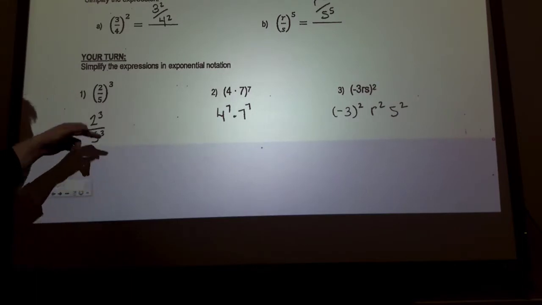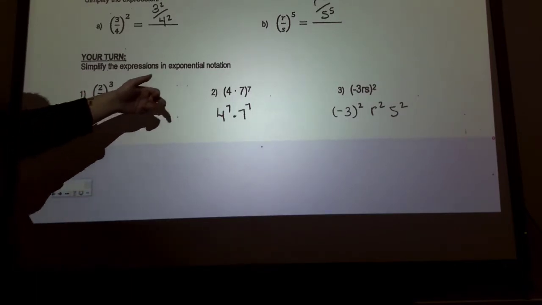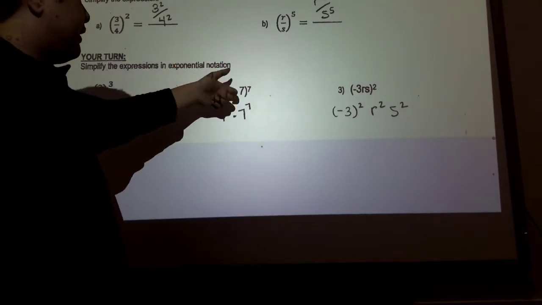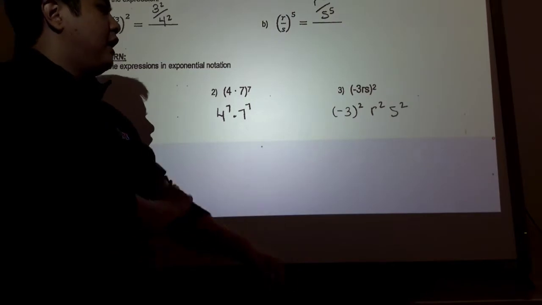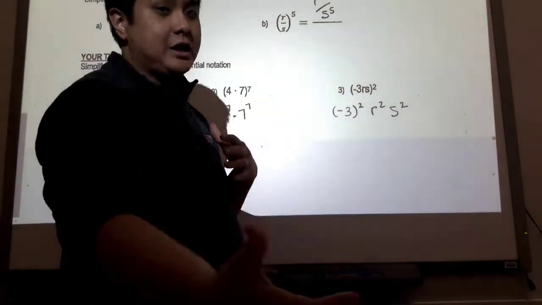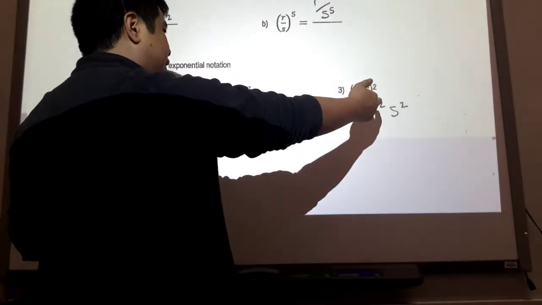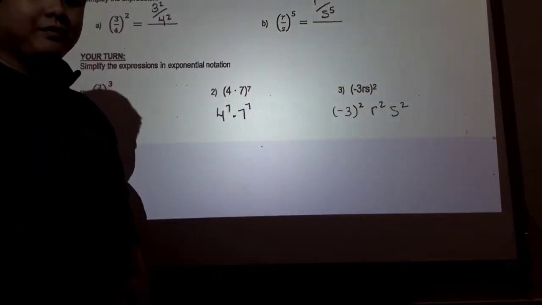Here we're going to have 2 over 5, to the 3rd power, which is 2 to the 3rd over 5 to the 3rd. 4 times 7 to the 7th is 4 to the 7th times 7 to the 7th. Here again, it is very important that we have the parentheses around the negative 3, because the negative 3 is being multiplied by negative 3. Negative 3 squared times r squared and s squared.